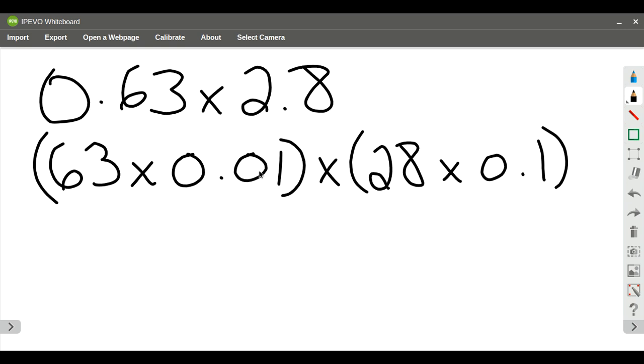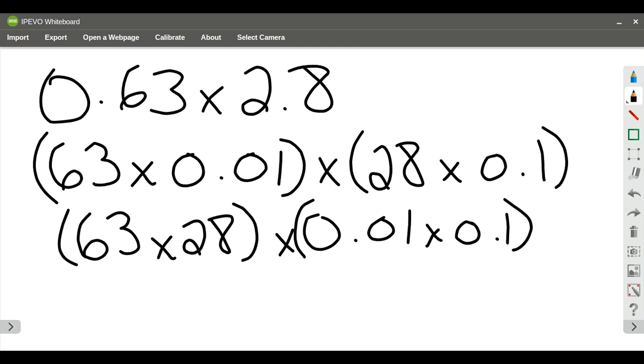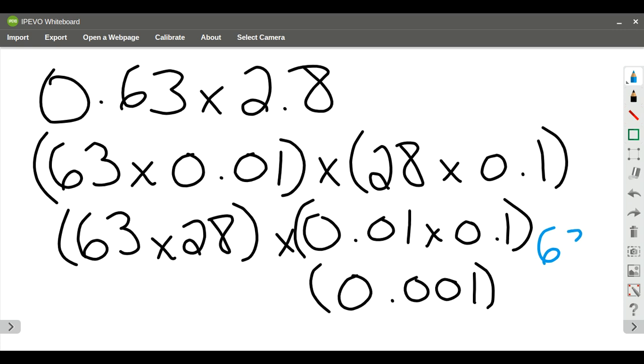So I'm going to go ahead and use my properties of numbers, and shift my values around. So it's going to become 63 times 28 times 1/100th times 1/10. Well, 1/100th times 1/10 is going to be 1/1000th. And then I just need to figure out what 63 times 28 is going to be. So I'm going to do that very small over here.